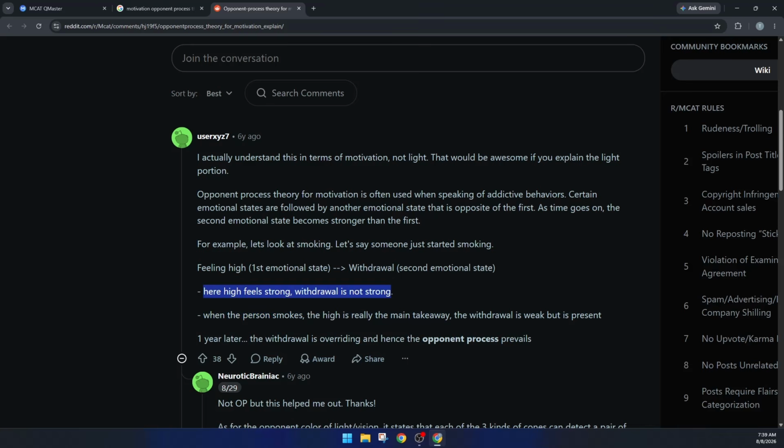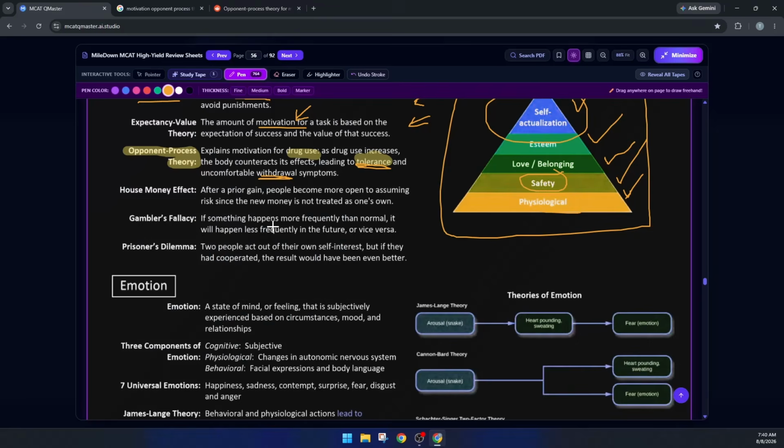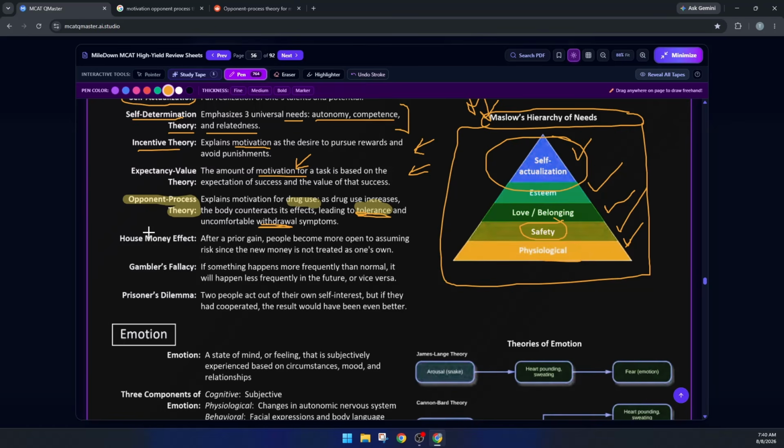And I wouldn't say strong or not strong. They could both be strong. I would edit this user's response a little bit and say that both of these processes, these opposite emotional states, for instance, can be very strong. But the difference is that they're obviously opposing. That's why we call it opponent process theory. "So when the person smokes, the high is really the main takeaway of what they're getting out of it. And the withdrawal is weak, but is present. So they're really getting hooked on the drug because of that. And one year later the withdrawal is overriding and hence the opponent process prevails." So I hope that person's example helped give a better definition.